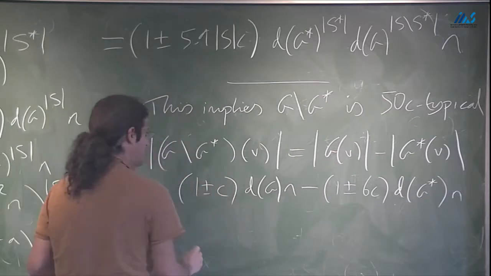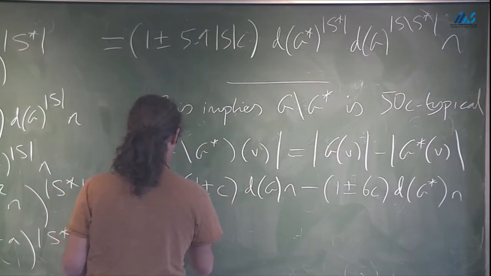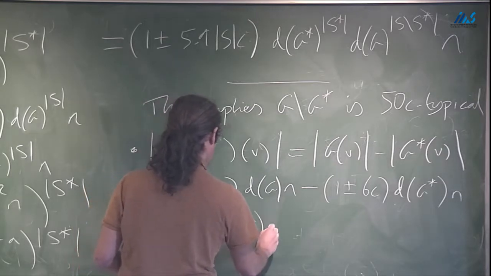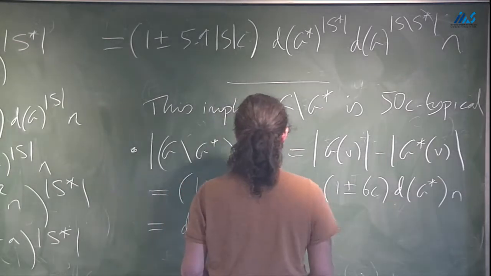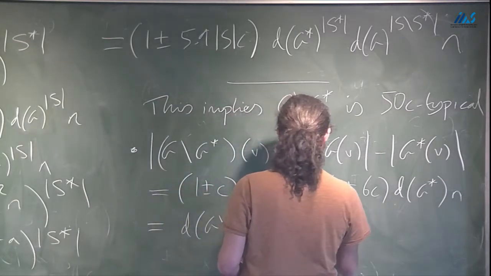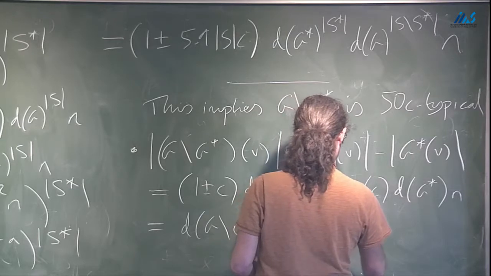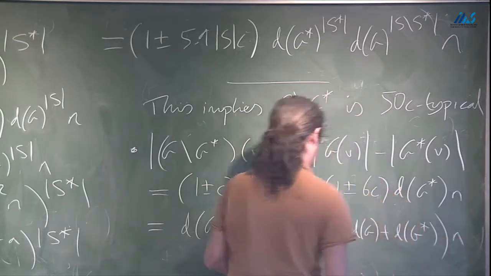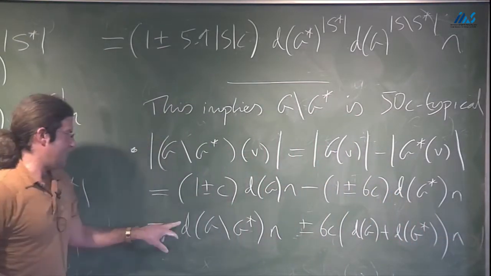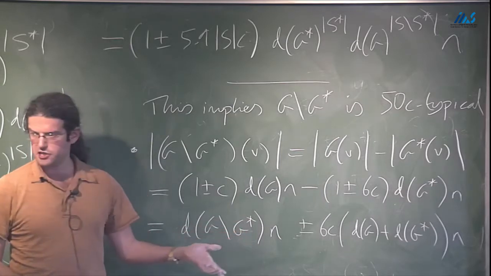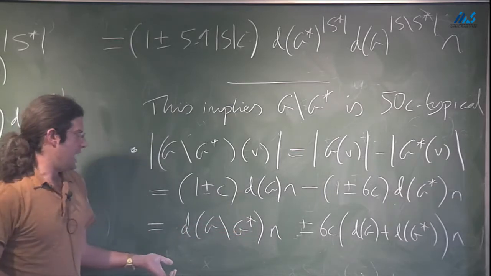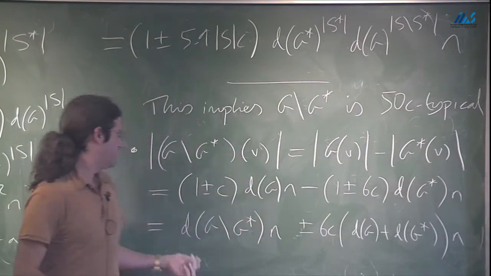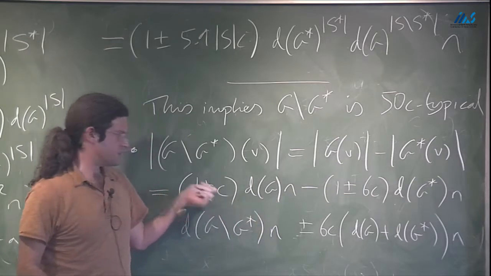So, okay, let's rearrange this. Maybe we'll write it as (dG minus dG star) N plus or minus 6C (dG plus dG star) N. So I've pulled out the main terms as dG delete G star, and then the error terms, I've got a 6C dG star N and a C dG N, but why not call that 6C dG N?